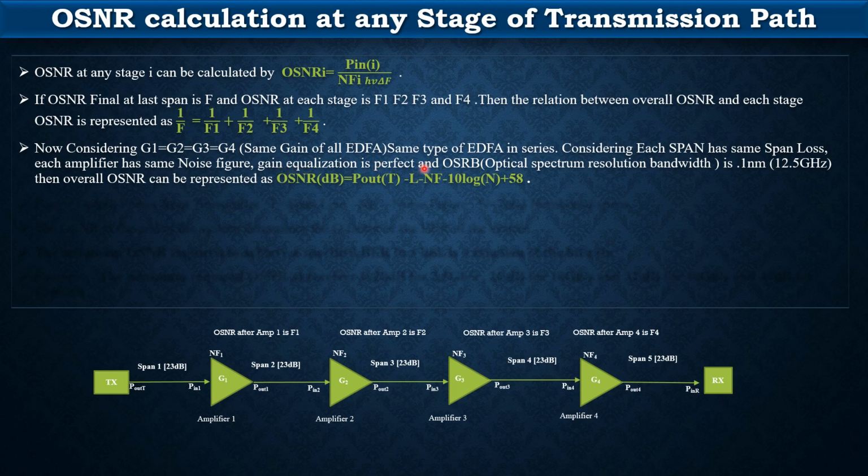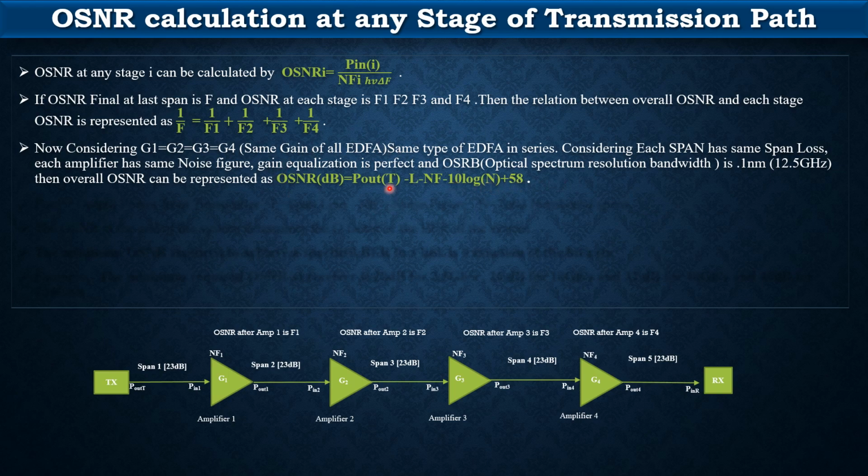Gain equalization is perfect, and OSRB, optical spectrum resolution bandwidth, is 0.1 nanometer or 12.5 gigahertz. So the overall OSNR in dB is equal to P out, the output power from the transmitter, minus L minus NF minus 10 log N plus 58. So this is a standard formula.